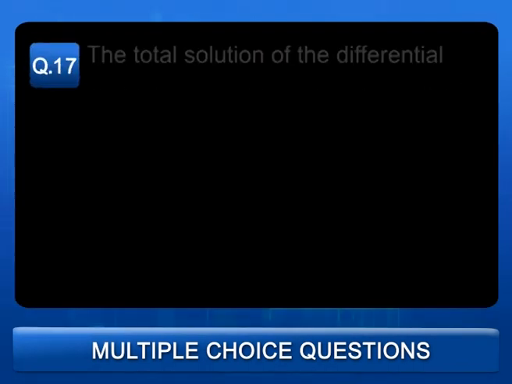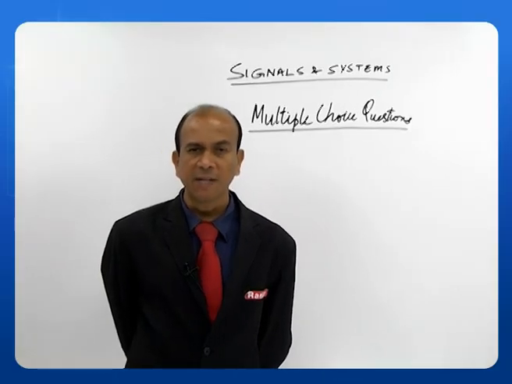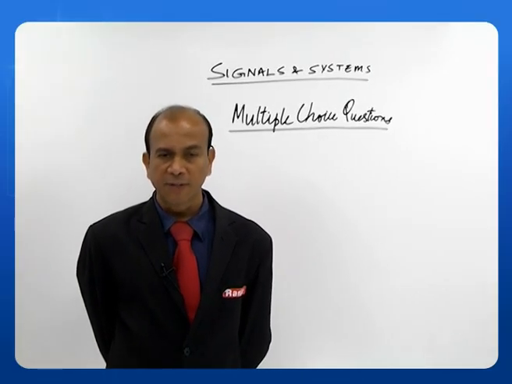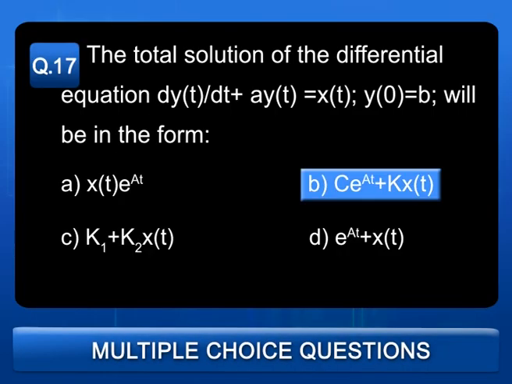Let us look at the 17th question. The total solution of the differential equation dy of t by dt plus a y of t is x of t, y of 0 is equal to b, will be in the form x of t e to the power of at, choice A. C e to the power of at plus k x of t, choice B. C is equal to k1 plus k2 x of t, choice C. D e to the power of at plus x of t, choice D. The answer is B, that is C e to the power of at plus k x of t. This is the total solution of a differential equation, and the answer is B.